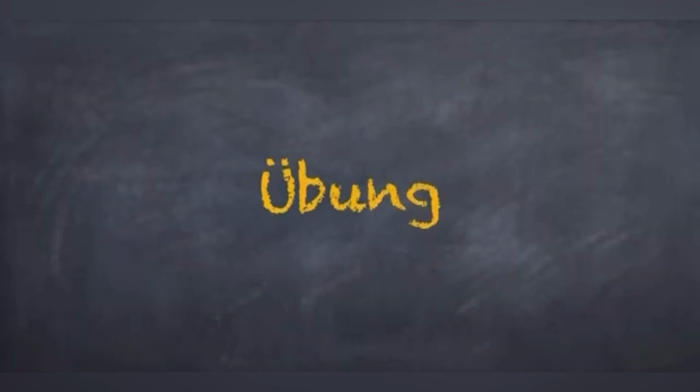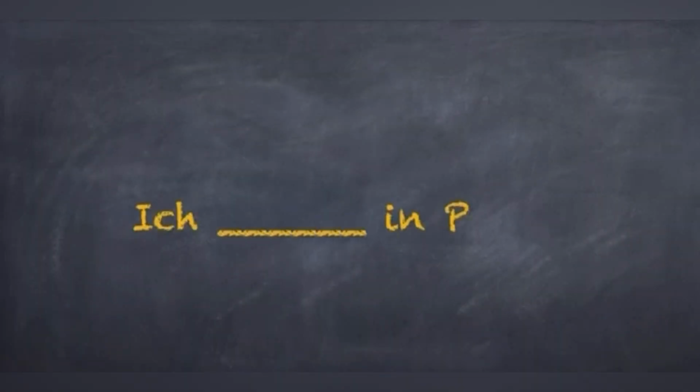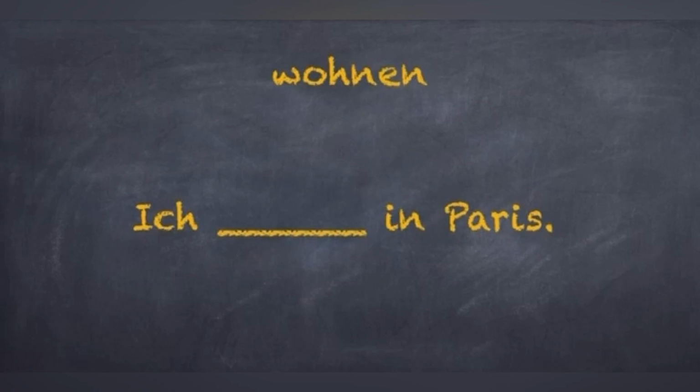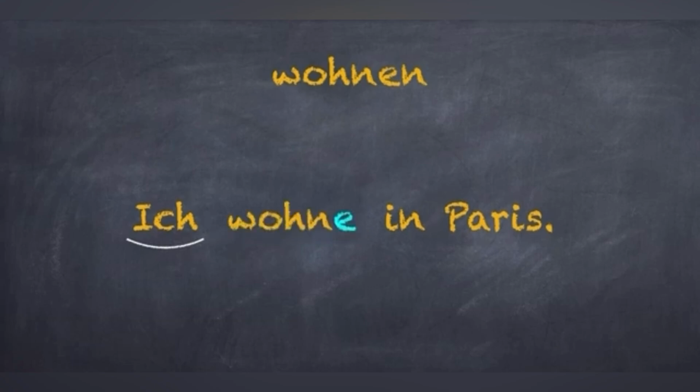Now let's come to an exercise. Übung. You will have to conjugate the verb and fill in the blanks. Here's the first sentence. The verb is wohnen. First, you should look at the subject, ich. Now conjugate the verb according to the subject. Your answer should be Ich wohne in Paris.